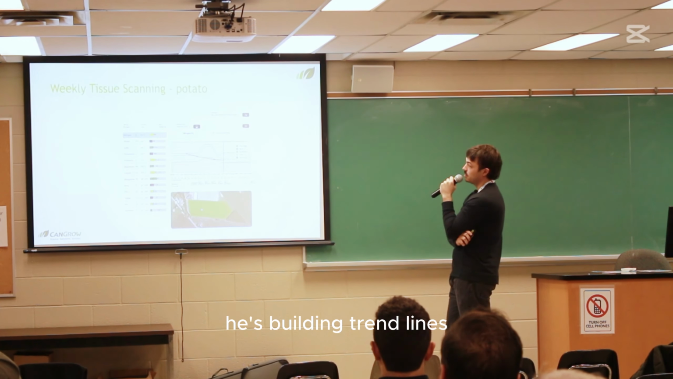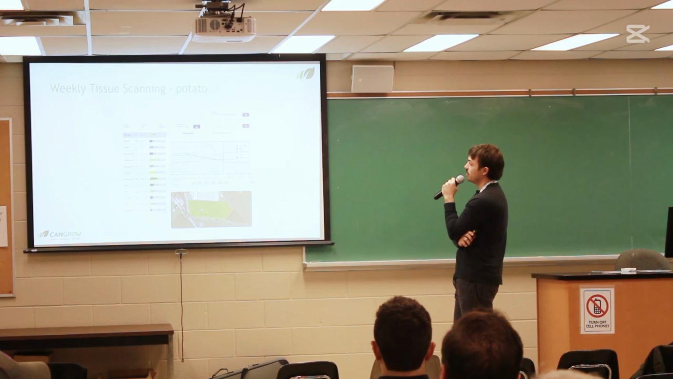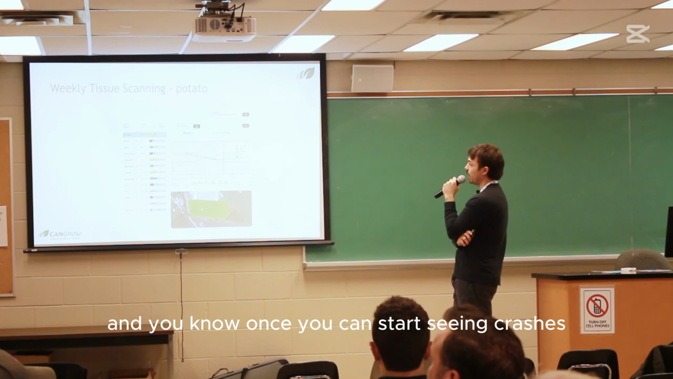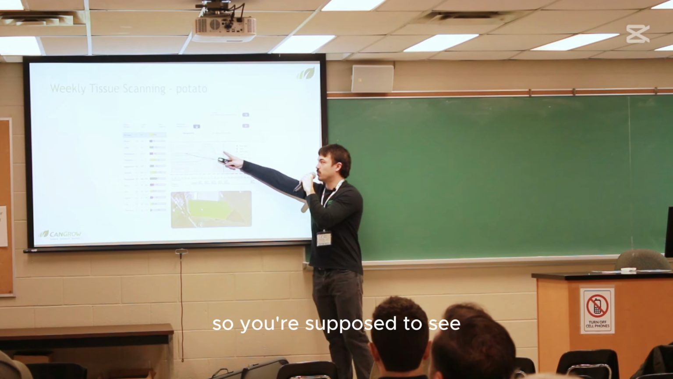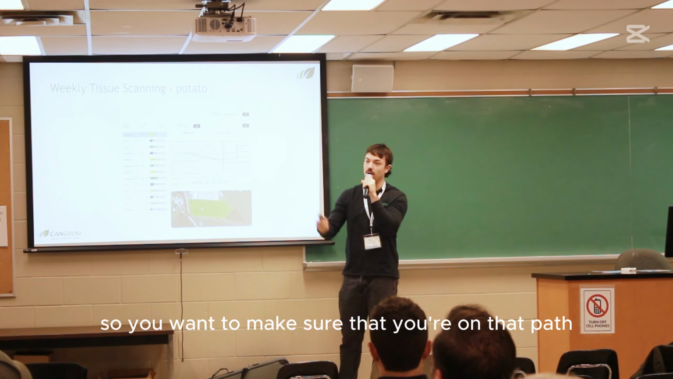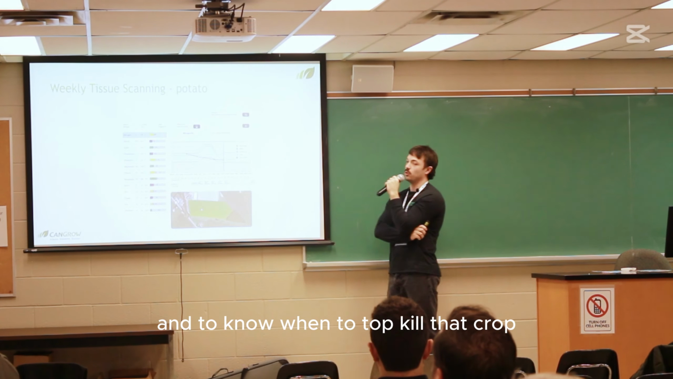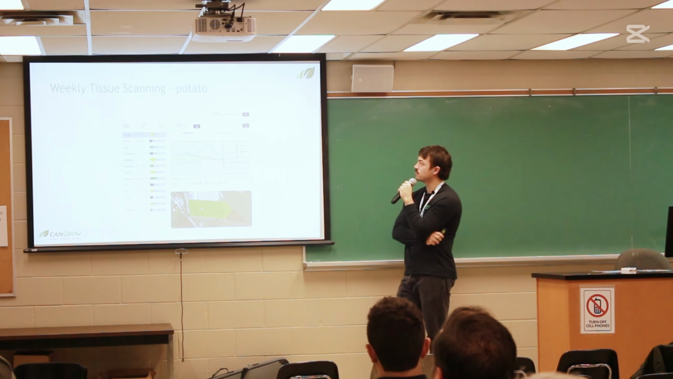And then he's building trend lines with weekly tissue sampling to make sure things are staying on track. And once you can start seeing crashes, this is again for potatoes, so you're supposed to see nutrient crashes here to initiate tuber development. So you want to make sure that you're on that path and to know when to top kill that crop. This can be a really good indicator of that.